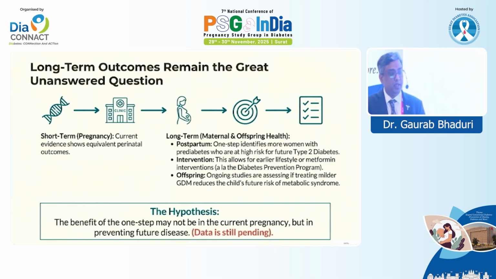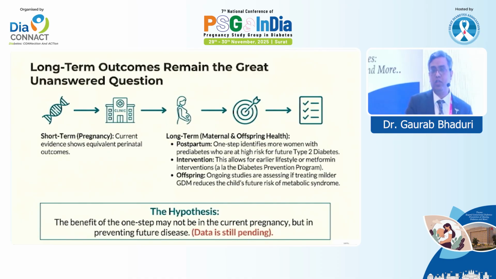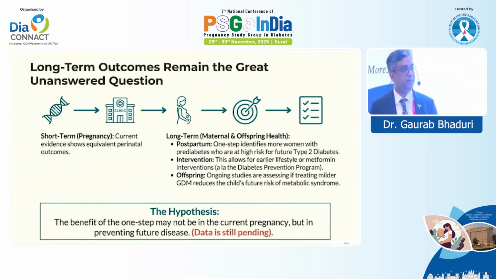Now, the question of what about the long-term outcomes is probably the great unanswered question in this particular domain. Because we have talked about the short-term immediate perinatal outcomes in pregnancy, and the current evidence does show equivalence. But in the long term, what about the maternal and offspring health? So one step identifies more women with prediabetes who are at a higher risk for future type 2 diabetes. And this allows for earlier intervention, both lifestyle as well as metformin, in this group. For the offspring, ongoing studies are trying to assess if treating the milder GDM reduces the child's future risk of metabolic syndrome. So the hypothesis here is that the benefit of the one step may not be in the current pregnancy, but in preventing future disease.